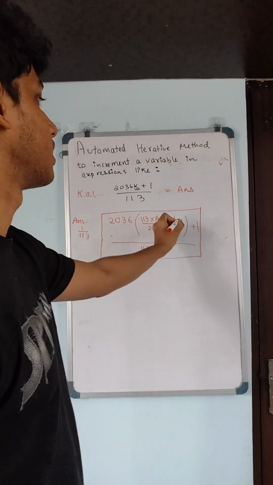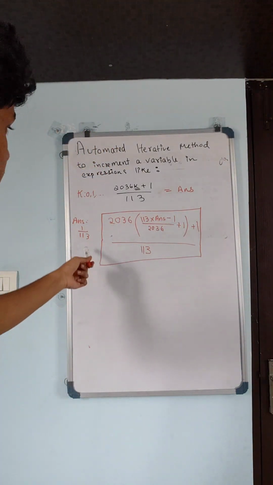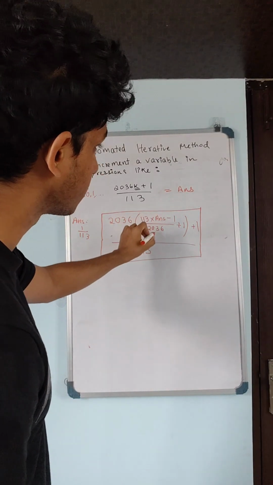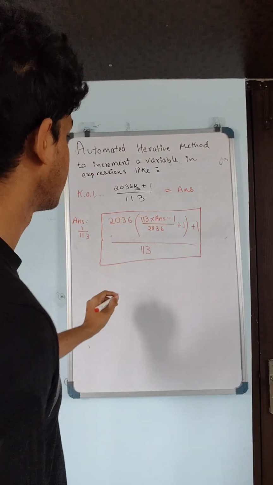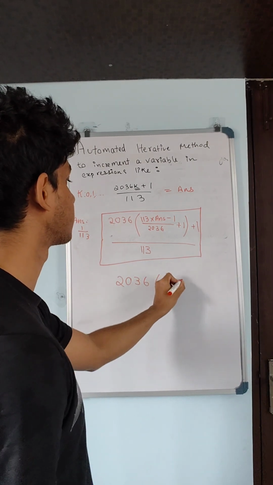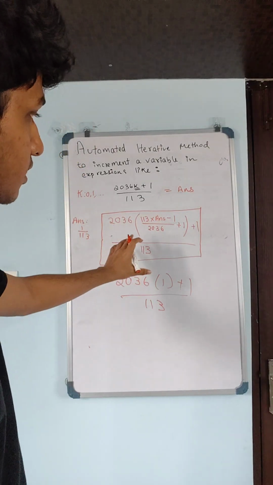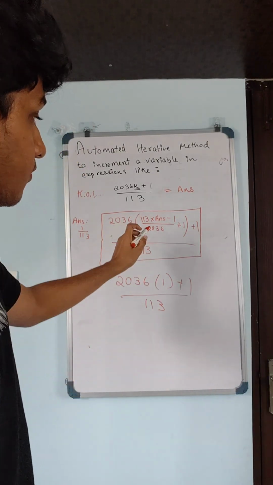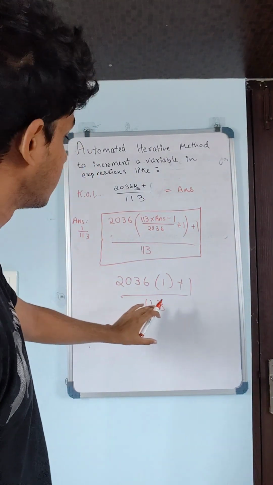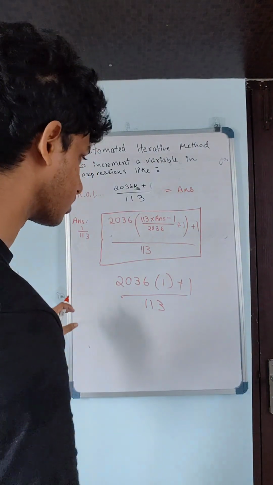Now I'm going to add a plus 1 over here. Now notice what happens. It is going to substitute 1 by 113. This whole term becomes 0. And then we end up with 2036 into 1 plus 1 by 113. So you can see that the calculator by itself will turn the initial k value, which was 0, into 1. So let's see if it can automatically become 2 as well if I press OK.